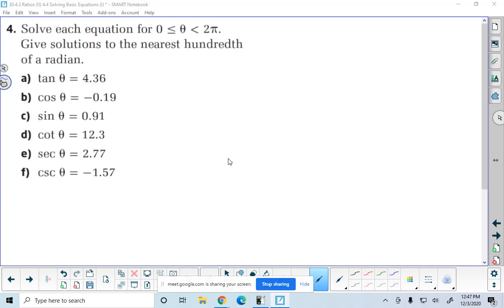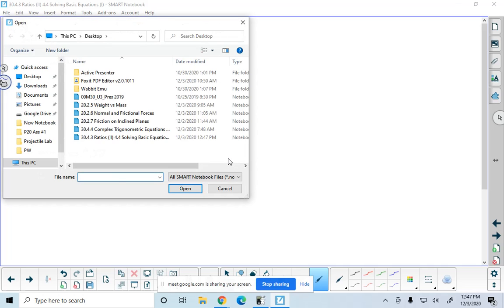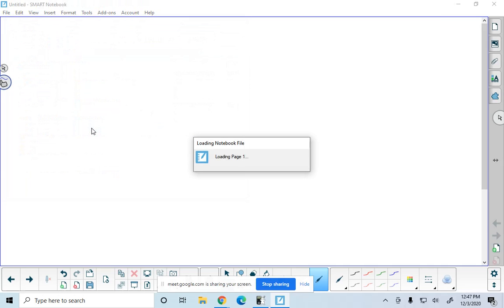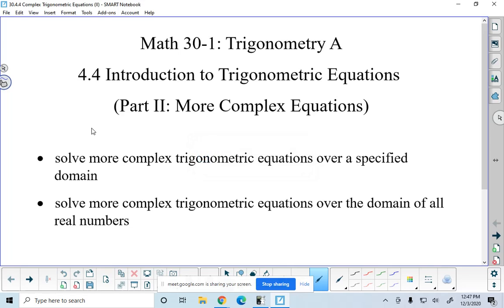and look at solving what I call complex trigonometric equations. So this is section 4.4. Notice, by the way, section 4.4 I call an introduction to trigonometric equations. Even though the equations we look at today are more complex than yesterday, it's still an introduction to them. In the next unit, we will talk in more detail about trigonometric equations.